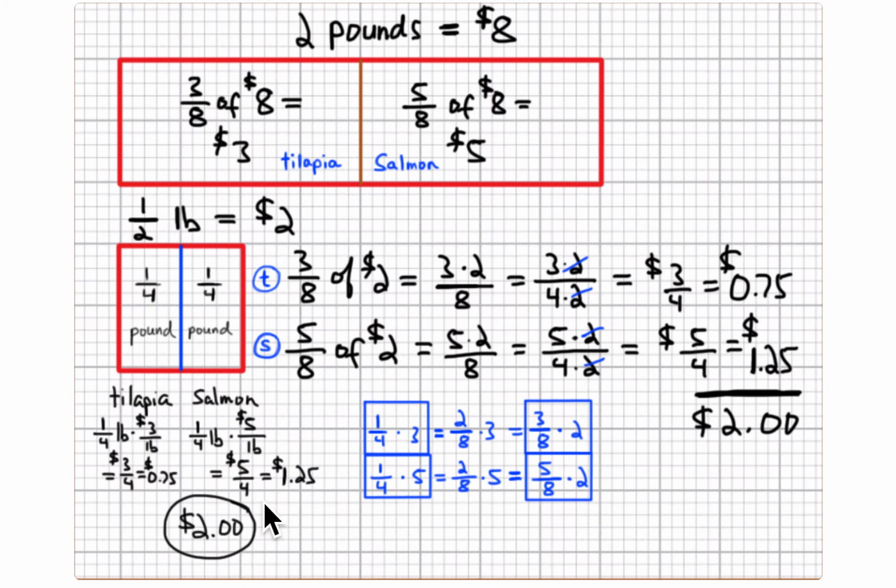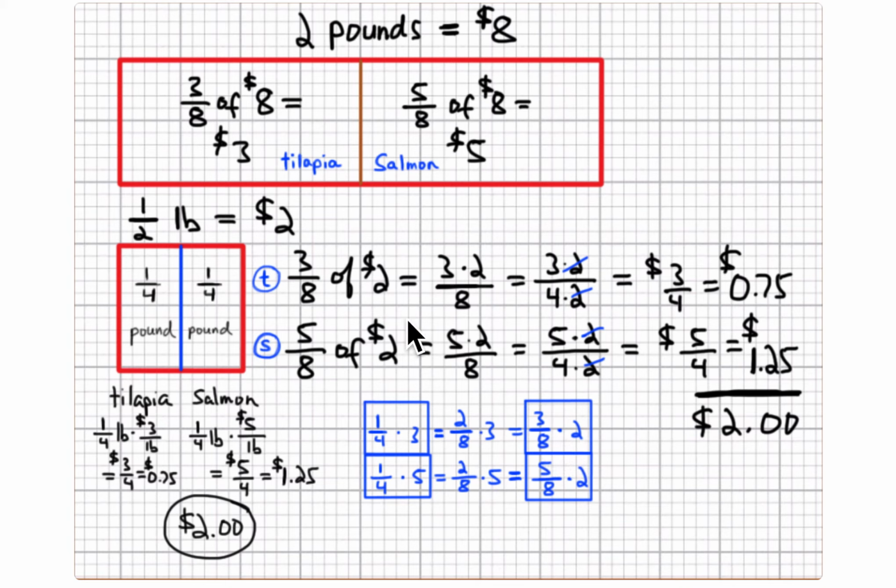All right, that has to make sense. You have to be able to combine this thinking with this thinking up here. So this is 1/4 times $3 per pound. That's the same as 2/8. 1/4 is the same as 2/8 times 3, which if you rearrange the 2 and the 3, which you can do, this is the commutative property of multiplication, that's the same as 3/8 of 2, which is the way we figured it out up here.